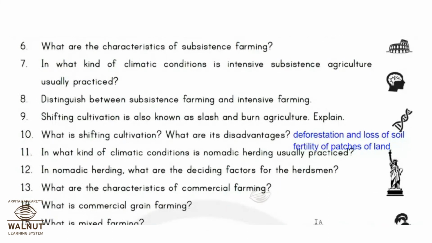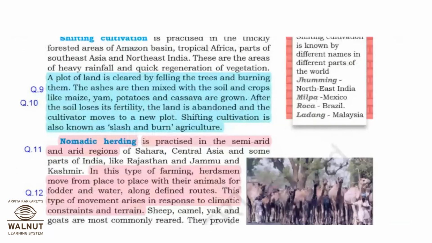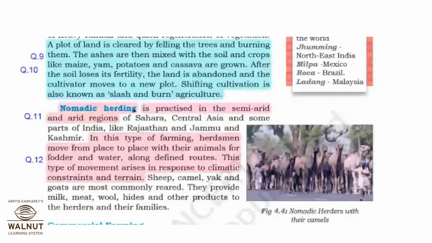Now we'll move ahead with question number 11. In what kind of climatic conditions is nomadic herding usually practiced? Okay, so we'll get that answer here in the next paragraph. Nomadic herding is practiced in the semi-arid and arid regions of Sahara, Central Asia and some parts of India like Rajasthan and Jammu Kashmir. Wherever there is less rainfall, in that area they are going to do nomadic herding.